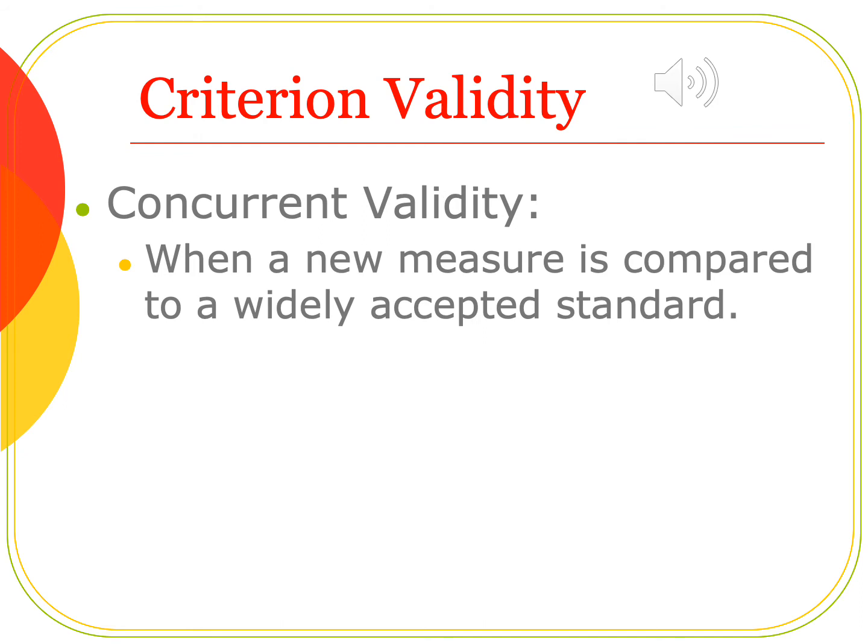Concurrent validity is when a new measure is compared to a widely accepted standard. So if you want to come up with a new measure of preschool language abilities, the widely accepted standard is really the Preschool Language Scale, the PLS. If you have a new test of preschool language abilities, they're going to measure your test against the PLS to see if you're getting the same answers for the kids. The kids will take the PLS and then the kids will also take your test. Are they coming up with the same diagnosis, right?